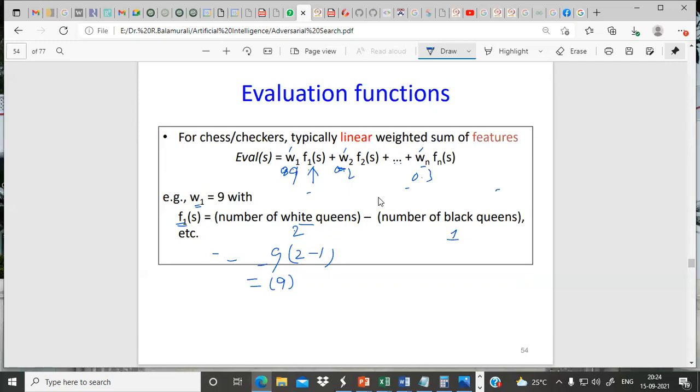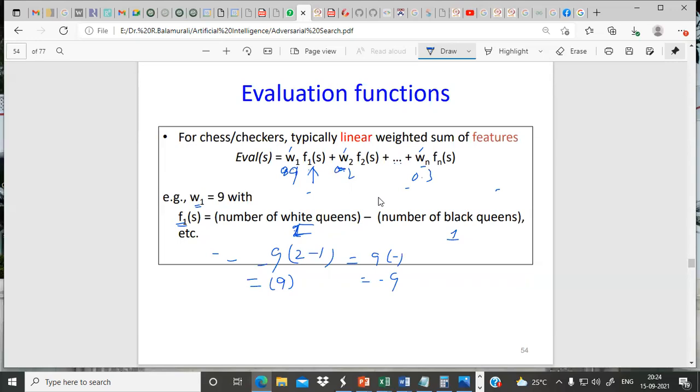But if it is the reverse way, if this is 1 and this is 2, then this will become 9 into -1, this will become -9. So this is going to decrease our evaluation score. Yeah, it should decrease, right? The evaluation score is to calculate how good we are in that state.